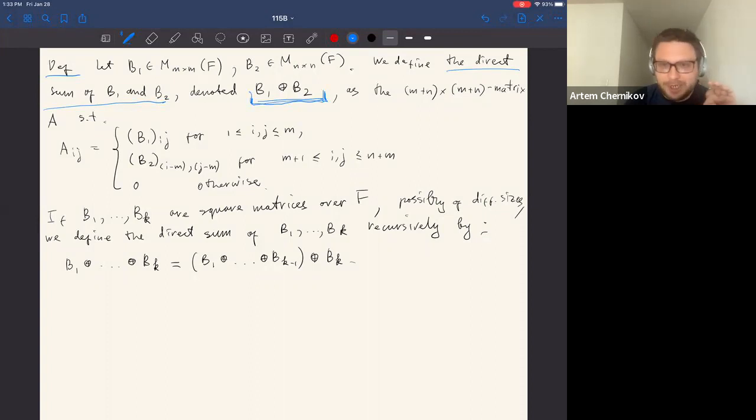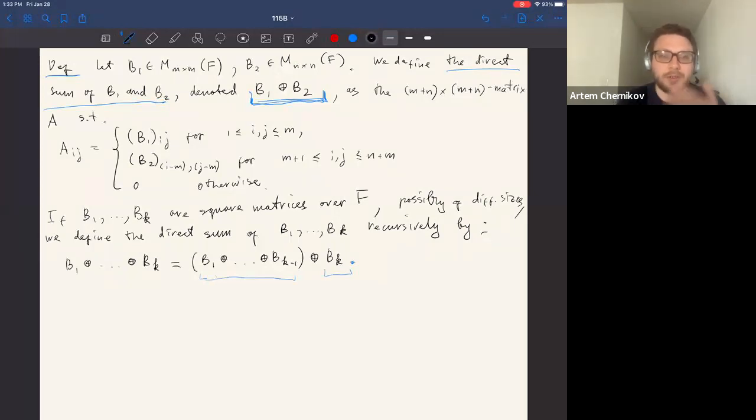Now, for example, for 3, we are going to take the direct sum of the first 2, and this gives us another matrix, and then we take the sum of this matrix with the third one. So again, we are only adding 2 matrices at a time, right? This way we define the sum for 3, then we define it for 4, for 5, etc. So in general, it's defined using this recursive formula.